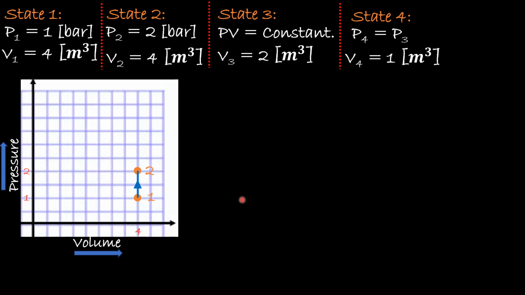Now let's find the work that this process did. What is the definition of work? The work from process 1 to 2 is equal to pressure times change in volume. But as you can see from this sketch, there is no change in volume. So the change in volume is 0. Therefore, the work is 0 kilojoules.